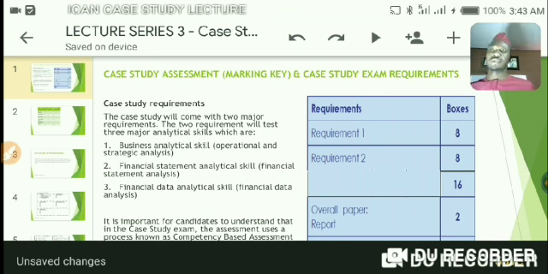So what are these skills? That is what we should be asking ourselves now. What are these skills that I need to demonstrate before I score the marks? I will tell you about those skills.